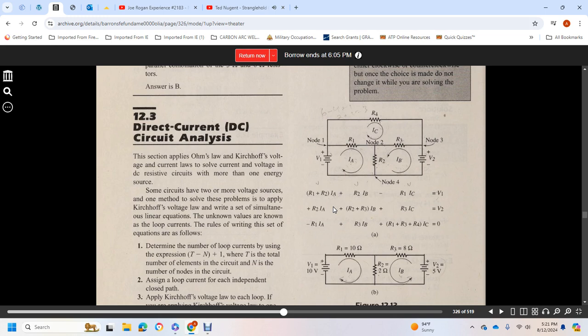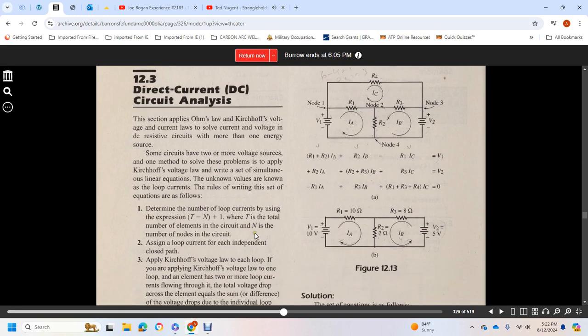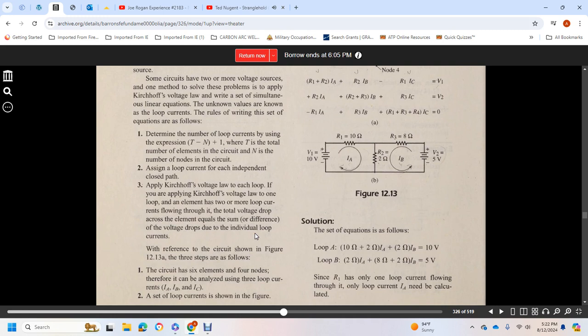1. Determine the number of loop currents using the expression T minus N, where T is the total number of elements in the circuit and N is the number of nodes plus 1. Assign a loop current to each independent closed path and apply Kirchhoff's voltage law to each loop. For an element shared by more than one loop, the total voltage drop equals the sum of the differences of the voltage drops from the individual loop currents flowing through it.